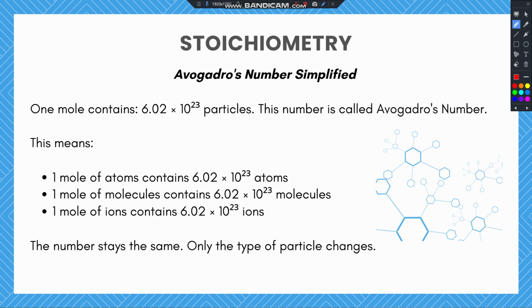So 1 mole of molecules contains 6.02 times 10 raised to power 23, and 1 mole of ions contains the same number of ions. If you notice, the number stayed the same, only the type of particle changes. And so if I say I have 1 mole of eggs, what does it mean? It means I have 6.02 times 10 raised to power 23 eggs present. That's a whole lot of eggs. But at this point, it makes pretty much sense.